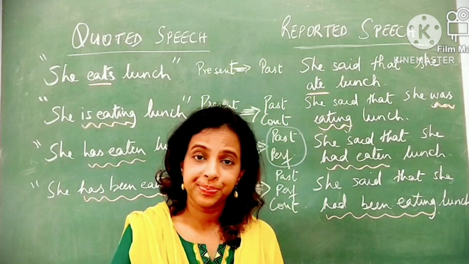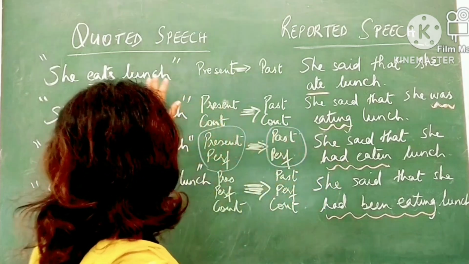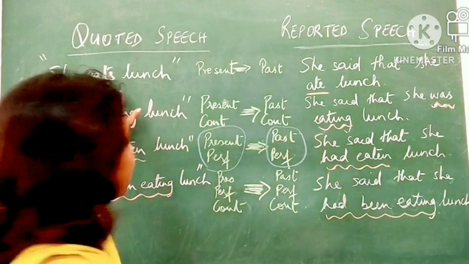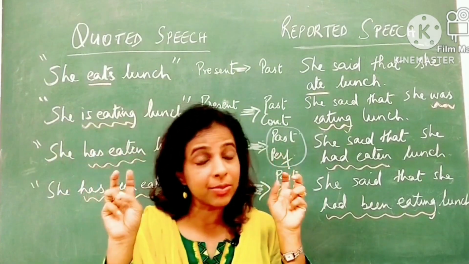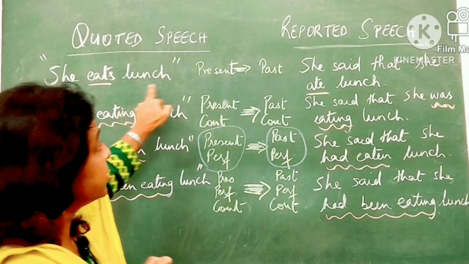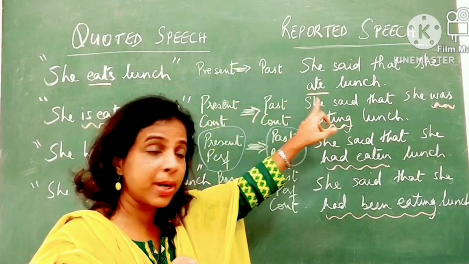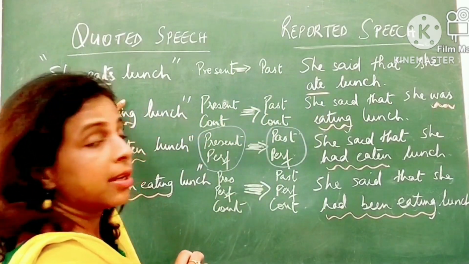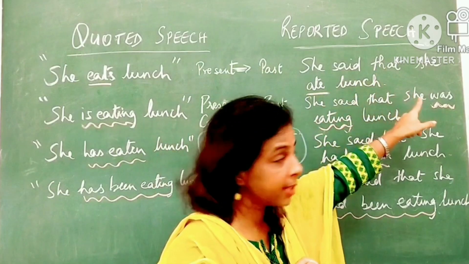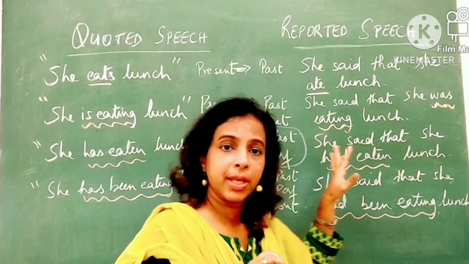Okay, let's go further. I have two kinds of sentences here on the board. You have the quoted speech versus the reported speech. So here you have the quoted speech. When I say quoted speech, it means it's in the inverted commas. Here you have she eats lunch, which is in the present tense. Present tense changes to the past tense. You are going to remove these inverted commas and say she said that she ate lunch. So, eats will become ate.